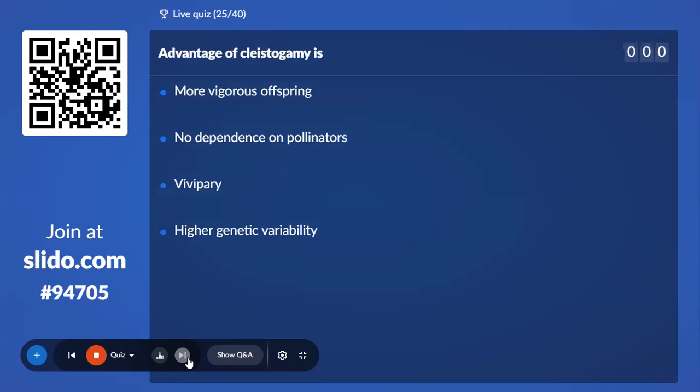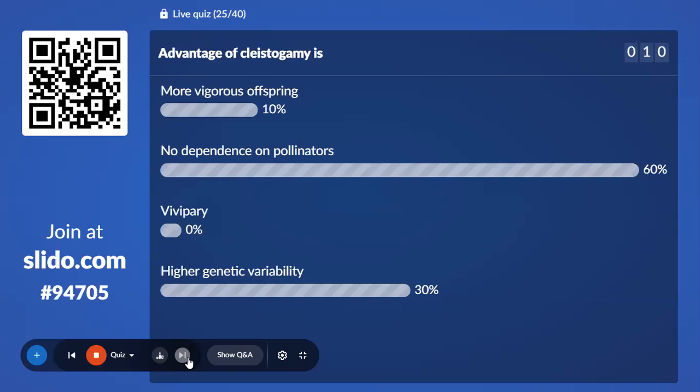25th question on the screen. Simple question from class 12 biology. Read the question and all the four options and click the correct answer. Advantage of cleistogamy is: more vigorous offspring, no dependence on pollinators, vivipary, higher genetic variability. Advantage of cleistogamy, they're asking. Majority vote on the screen, 60% with no dependence on pollinators, and option B is the correct answer.